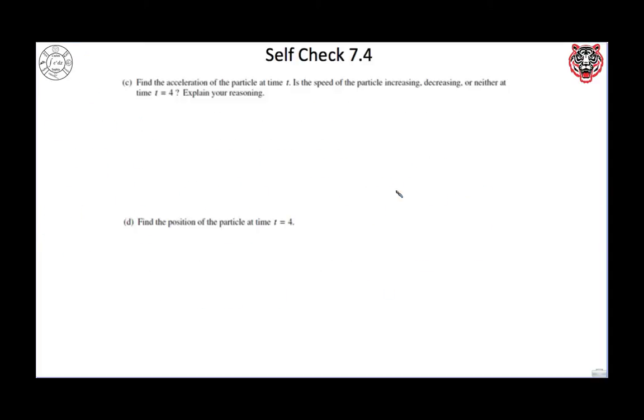All right. Part C, find the acceleration. And then we have to determine if the speed is increasing or decreasing or neither. So speed, we know that's going to be comparing velocity and acceleration. And acceleration, just finding that is also going to be a little bit of a challenge.